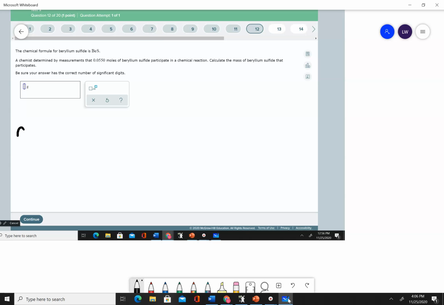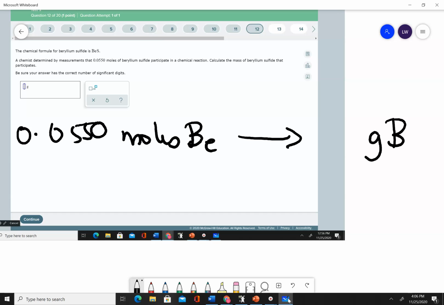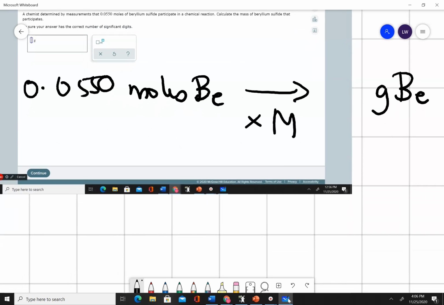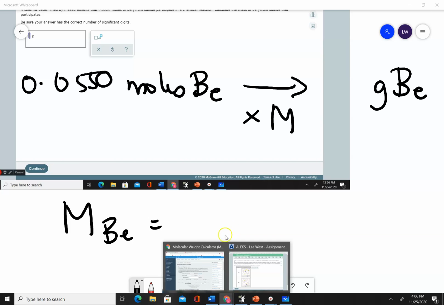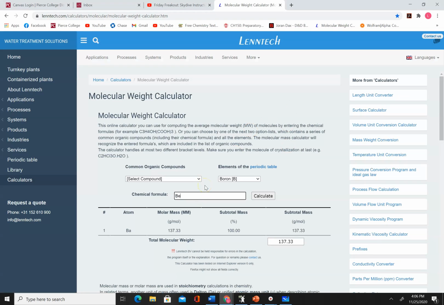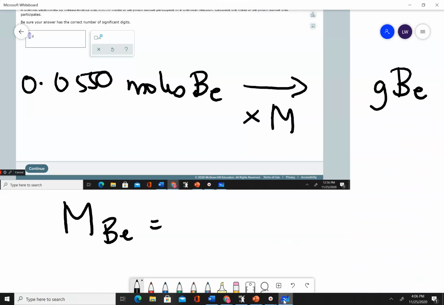So what we want to do is turn 0.0550 moles of beryllium into grams of beryllium. And hopefully by now we've recognized that to convert moles to grams or grams to moles, we're going to use the molar mass as our conversion factor. And to do this, we're going to multiply by the molar mass. So we need the molar mass of beryllium, which we previously looked up, but we'll just quickly look it up again. We all know what it is, right? 9.01 grams per mole. There we go.